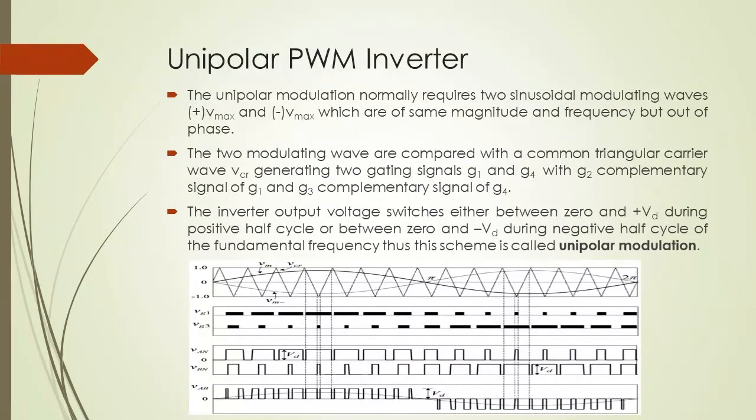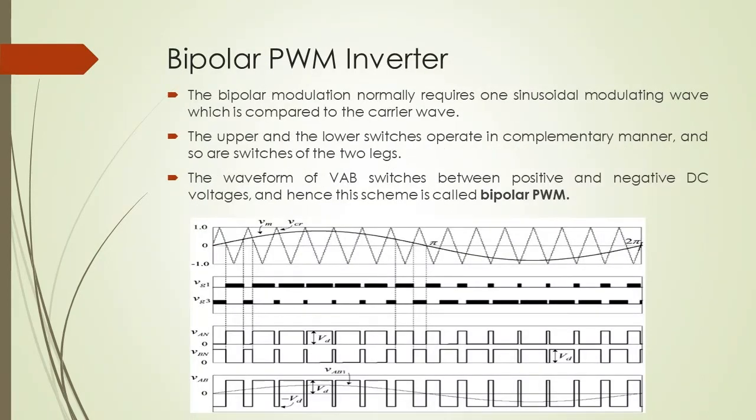The full bridge inverter can be either bipolar or unipolar switched. The unipolar modulation normally requires two sine waves, which are of the same amplitude and frequency, but 180 degrees phase shifted. The two modulated waveforms are compared to the carrier waveform, while the bipolar modulation normally requires one sine wave modulating signal, which is compared to the carrier waveform. The waveform of VAB across the load at the output of the inverter switches between positive and negative DC voltage, and hence this scheme is called bipolar PWM.